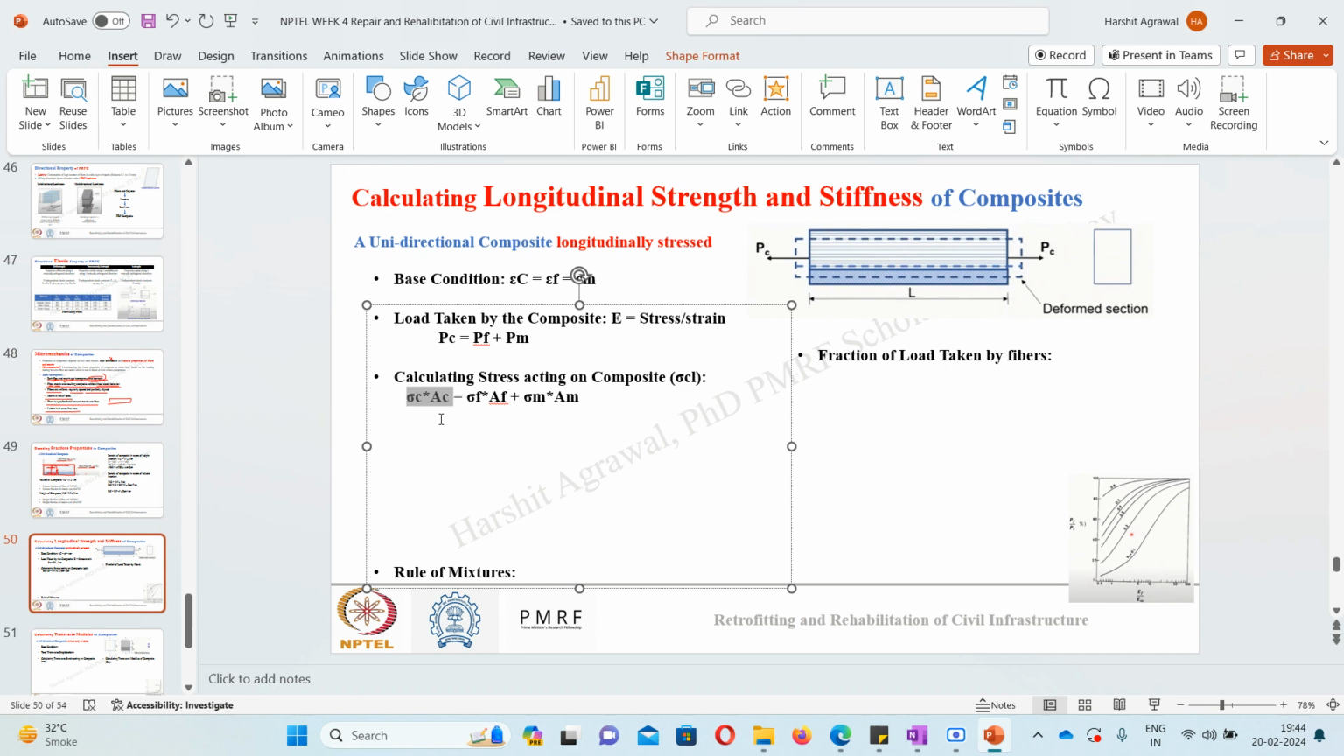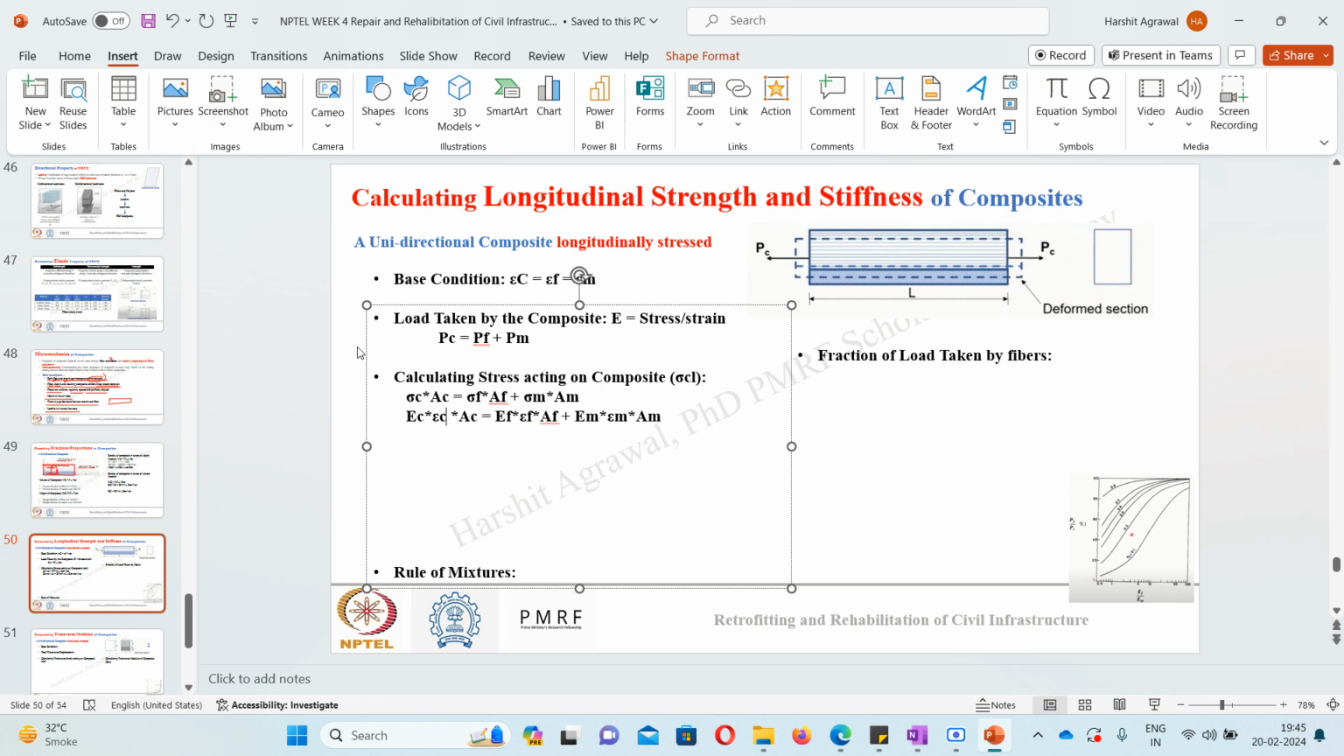So sigma c into Ac, I can write sigma f, that is stress in fiber, as elasticity of fiber into strain of fiber into area of fiber, plus elasticity of matrix part into strain in matrix part into area of matrix part. And here also, sigma c I can write as elasticity of composite into strain in composite. Okay.